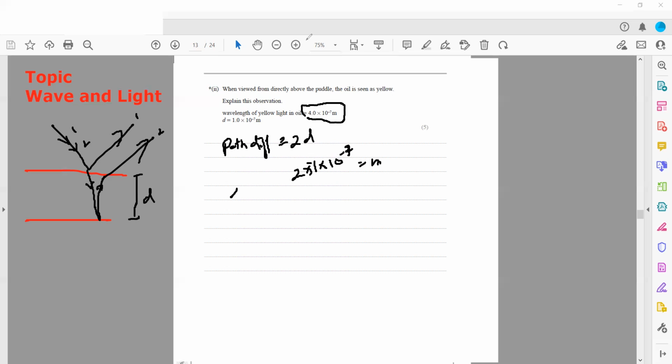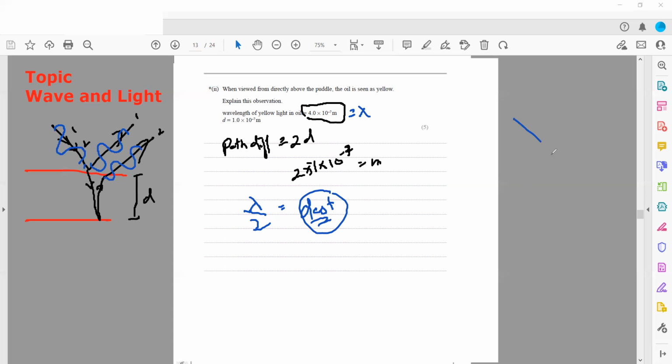But what happened? The wave undergoes a phase change. If a crest strikes the surface, then a trough will come out. But the ray which passes inside and goes in will not undergo a phase change. So the path difference is lambda by 2 in terms of wavelength, because lambda is 4 times 10 to the power minus 7, but here the path difference is 2 times 10 to the power minus 7. So it is half of the wavelength. Whenever the path difference is half of the wavelength, it should be a destructive interference. But right now here it will not be a destructive interference.